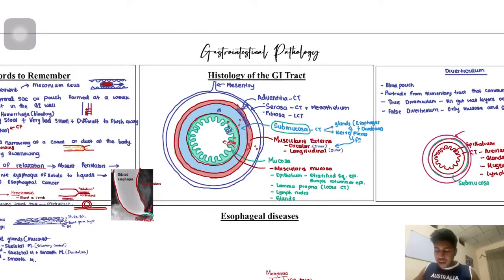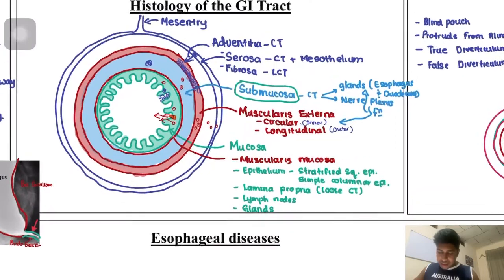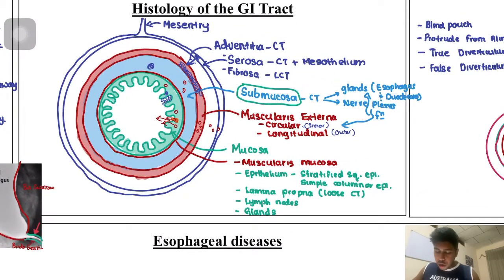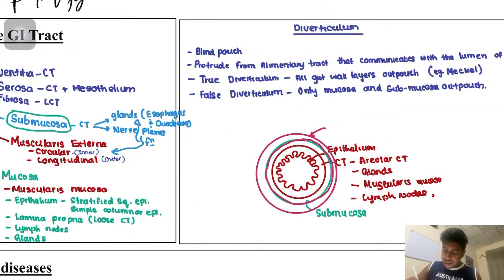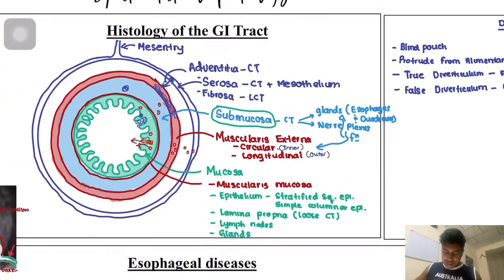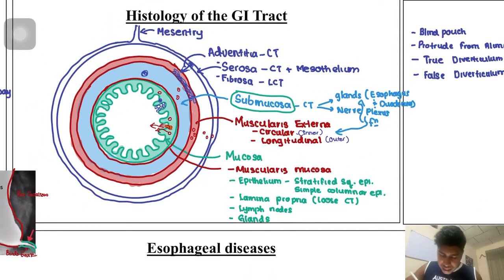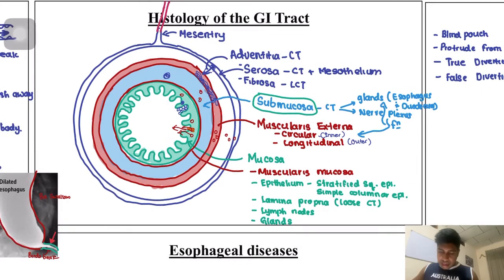And another type is called fibrosa. This is loose connective tissue. So this is basic histology. It's very important for you to understand different diseases. Okay. And what is a mesentery? It's basically a connection with the wall. With the abdominal wall, it's going to be the connection. And there can be blood vessels, lymph vessels, all those running inside the mesentery. Okay. That is histology of the GI tract.